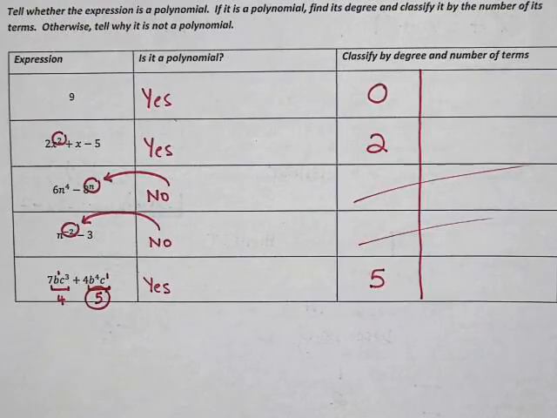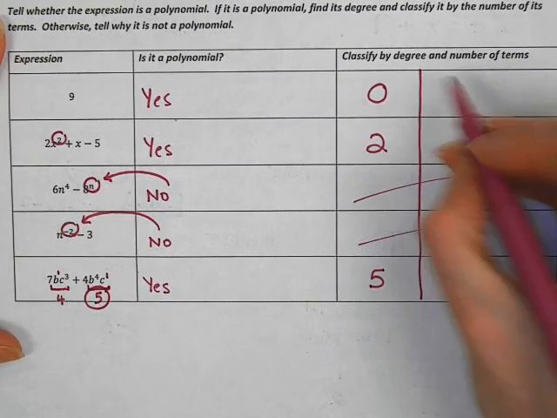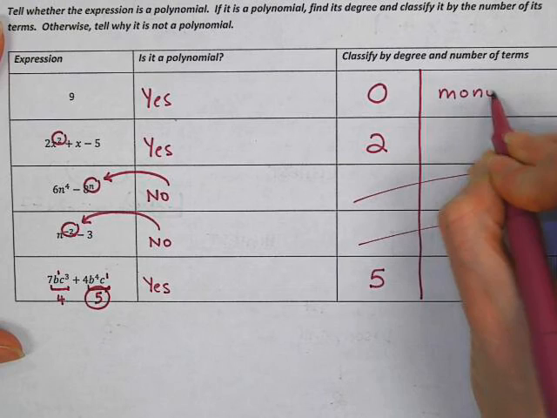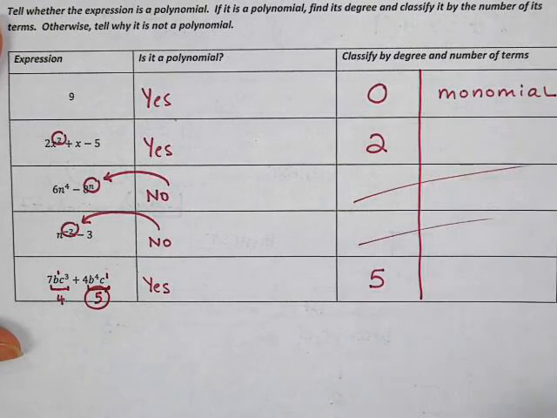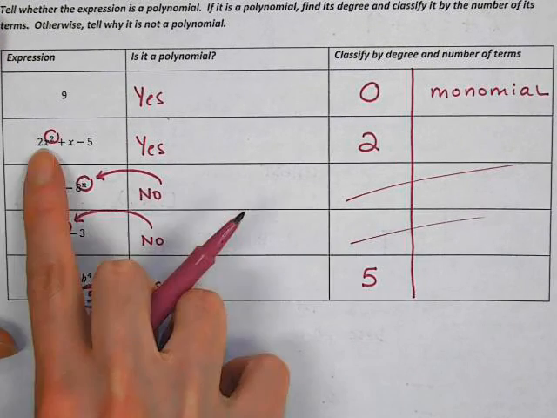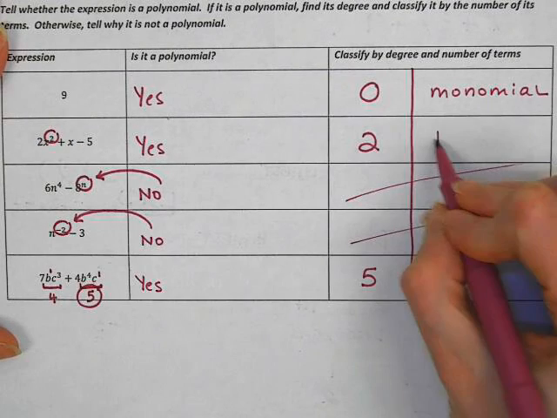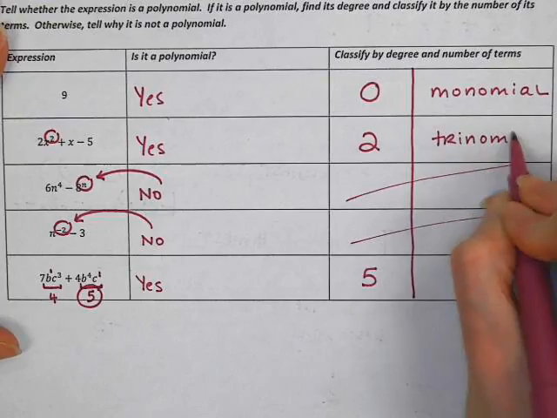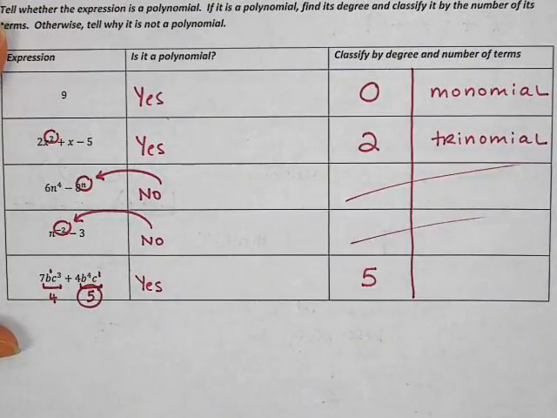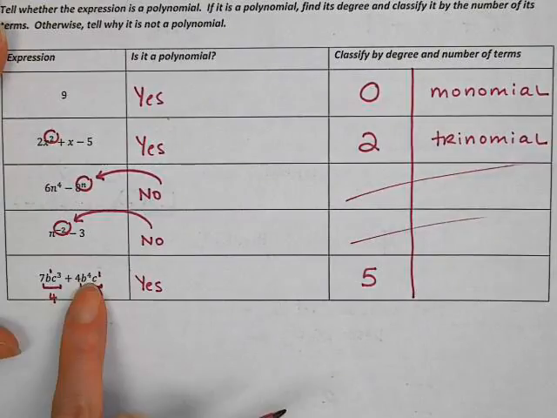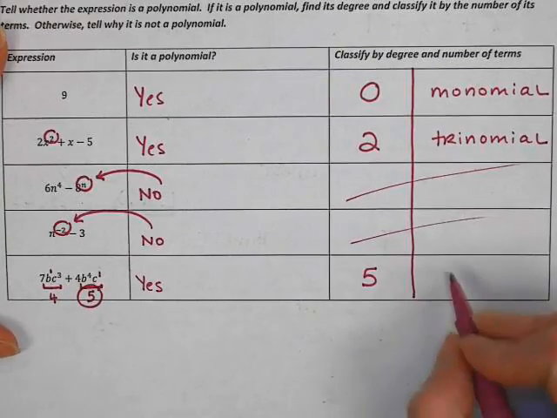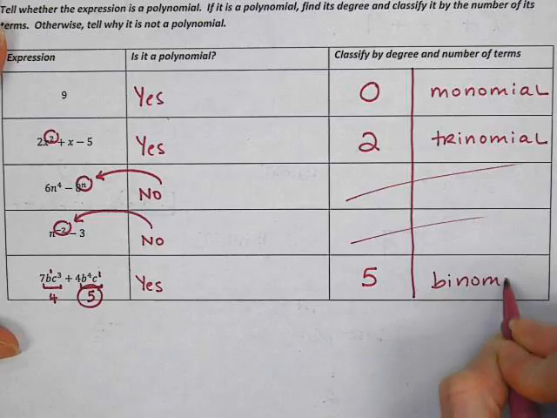Okay, now classify by number of terms. This one has 1 term, so it's a monomial. This one has 1, 2, 3 terms, so we call it a trinomial. And this one has 1, 2 pieces, 2 chunks, 2 terms, so we call it a binomial.